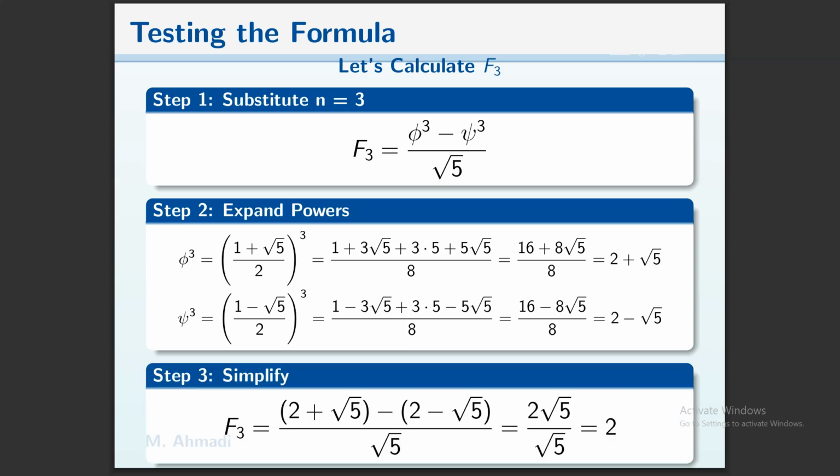So, after the simplification, F3 equals 2 plus square root of 5 minus 2 minus square root of 5, over square root of 5, which equals 2 times square root of 5 over square root of 5. The square roots of 5 cancel each other, so the final result is 2. F3 equals 2.